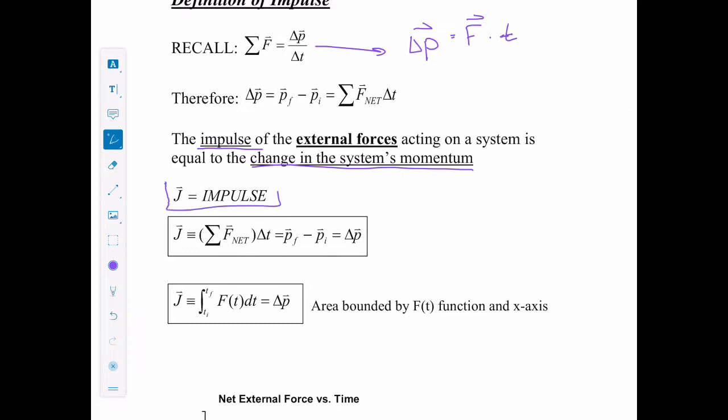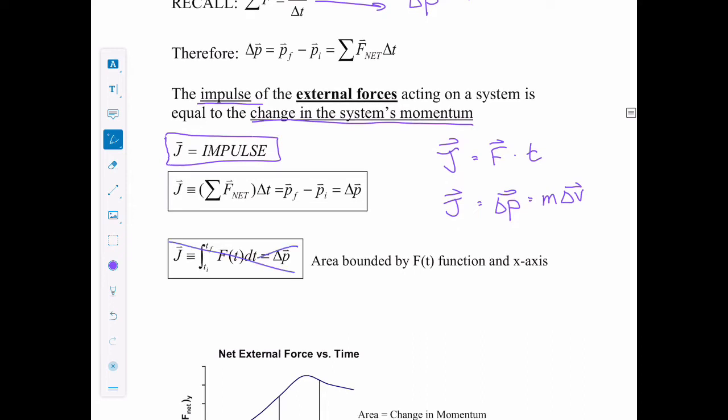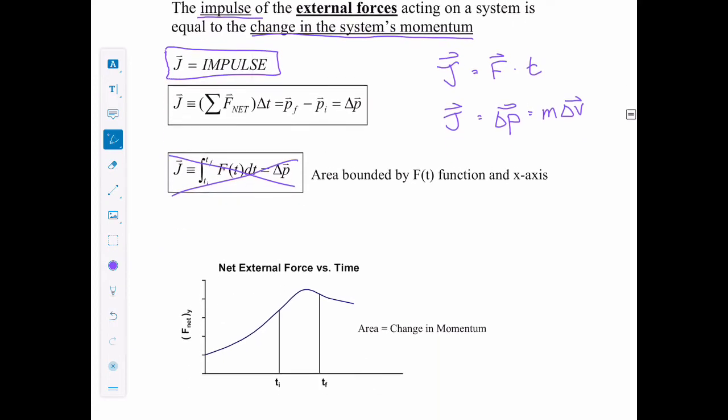So J is impulse. So what we can say is J equals two things. J equals force times time, or J equals delta P. Remember what momentum is, mass times velocity. So this is mass times delta V. A lot of times I'll write it like that. J equals mass times change in velocity, which is your final velocity minus your initial velocity. If we were in calculus, we would talk about the integral of F of t dt, but we're not going to worry about that, so don't stress about that.